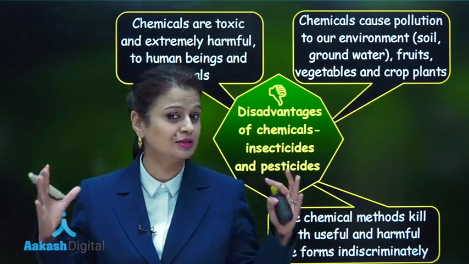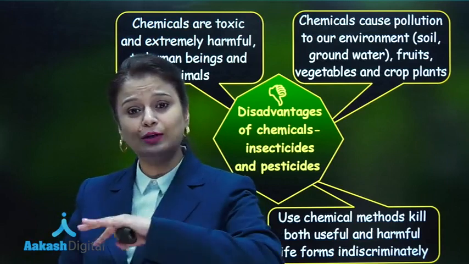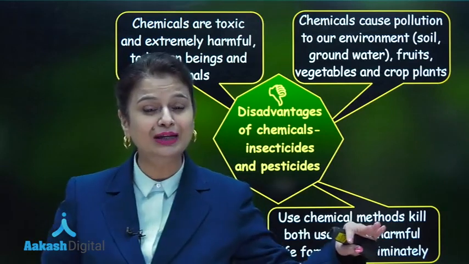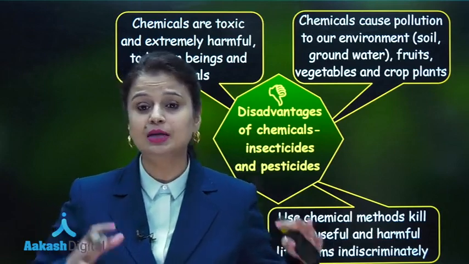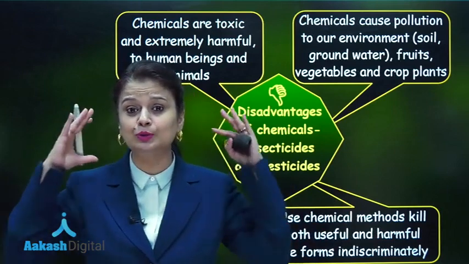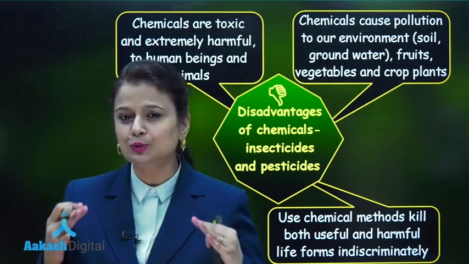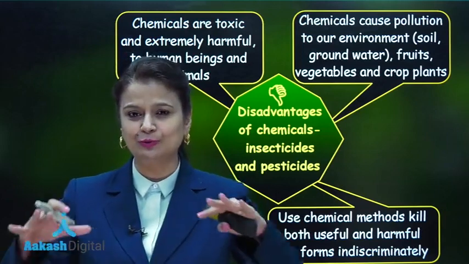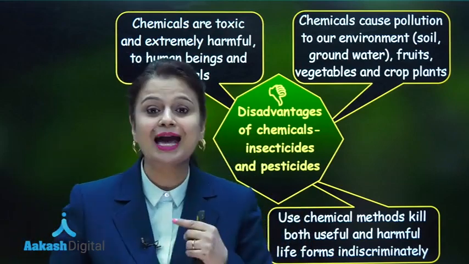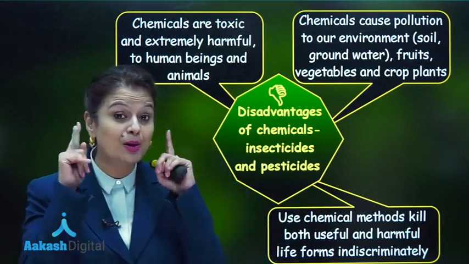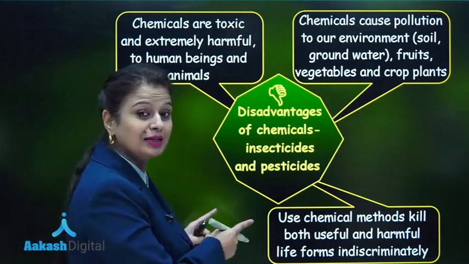Organic farmers believe that we cannot completely kill or eradicate these pests because they perform a very important role in the ecosystem. So it's better to control them in such a way that we can keep them at a manageable level. Now this can be done by using biocontrol methods rather than using these toxic chemicals.